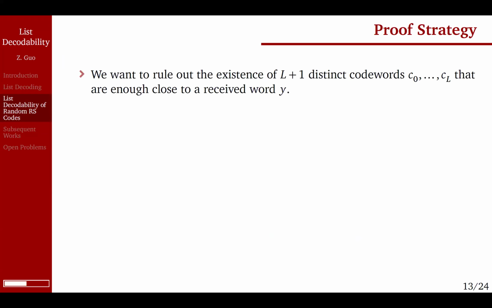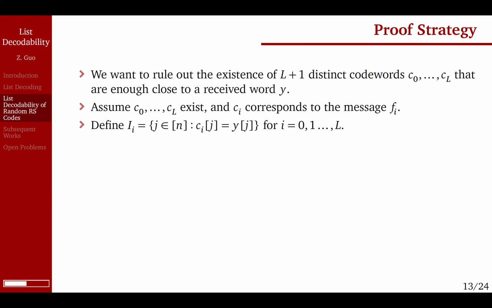We want to basically say that for random evaluation points, with high probability there does not exist a set of distinct codewords C0 through CL. Now assume to the contrary that they exist, in this Hamming ball. Each Ci comes from a message; for Reed-Solomon codes, the message is a low degree polynomial.